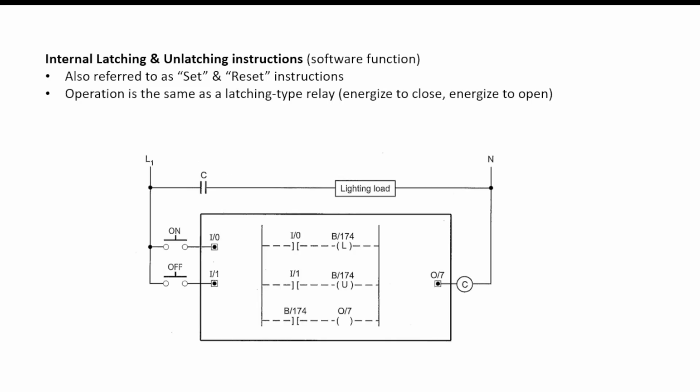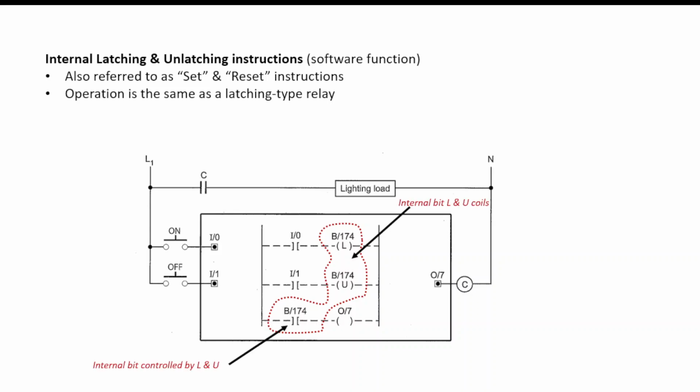Here's an example of lighting control. We have an internal bit. It's indicated with a B, number 174. Notice how they're addressed identically. And there's an internal bit addressed the same as these two. So these two are like the coils that are going to control the contact of a latching relay. So these are all correlating together. We've got an internal bit latch and unlatch, and an internal bit controlled by the latch and unlatch.